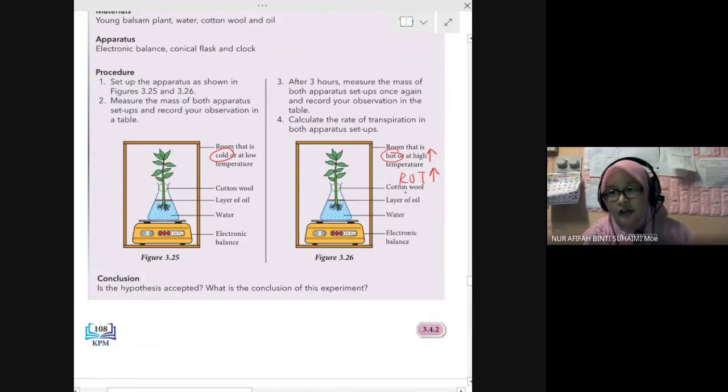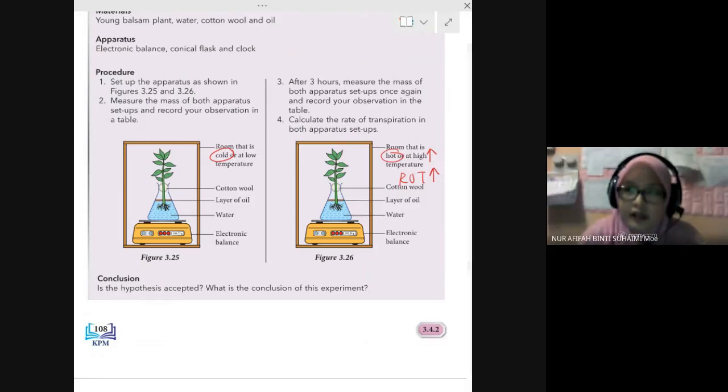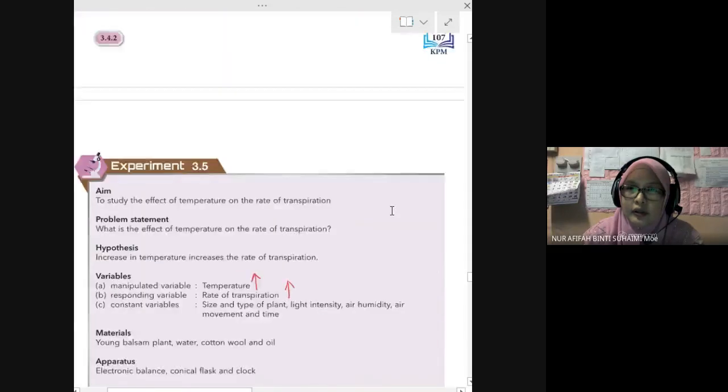Okay, there are four factors that you learned today: temperature, light intensity, air movement, and one more is? One more?